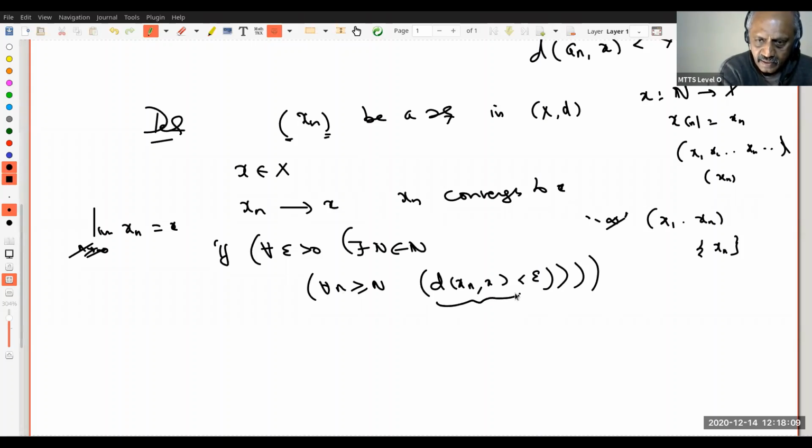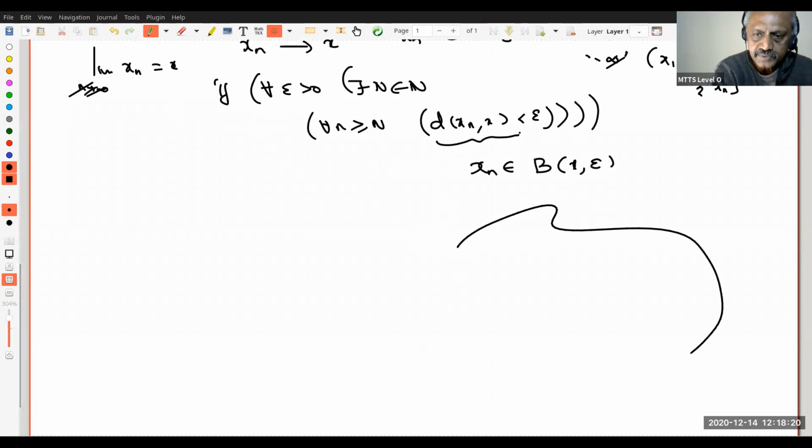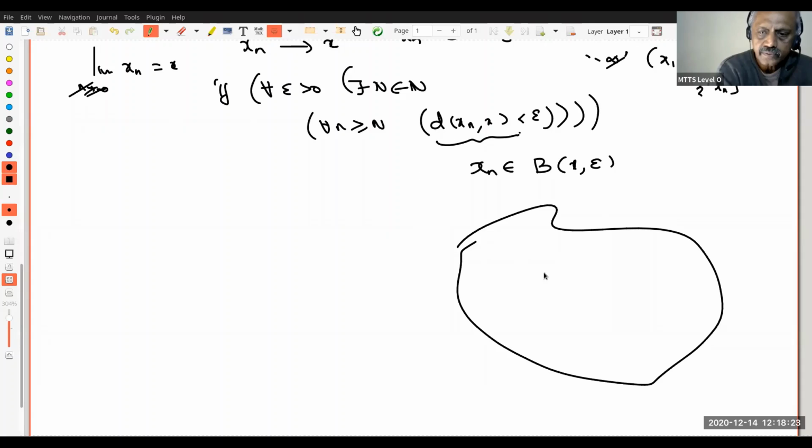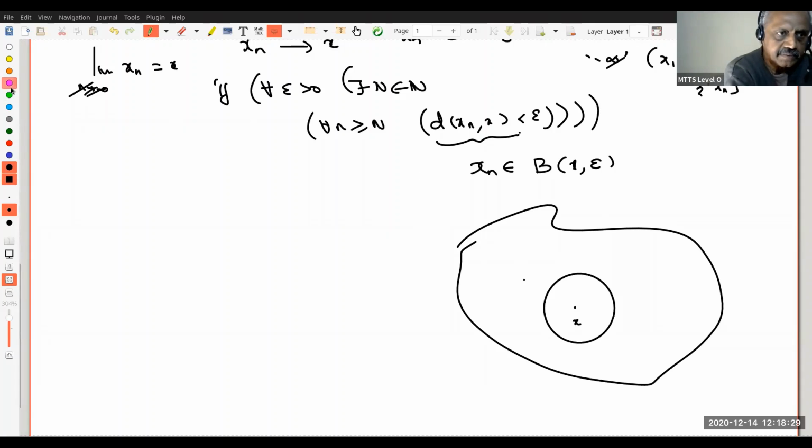Notice that this is analytical because you are using inequality, but you can also make it geometric. For all n greater than or equal to N, x_n belongs to the open ball B(x, epsilon). So what is the picture? It's very easy. This is my x and these are my x_n's. If n is greater than or equal to N, all my x_n's will lie here. This is the radius epsilon. Do all of you understand the definition?